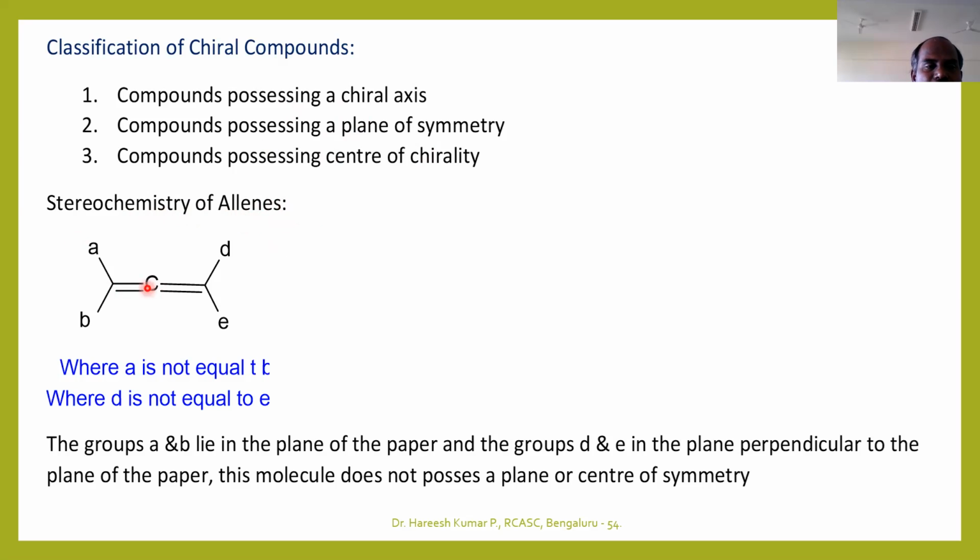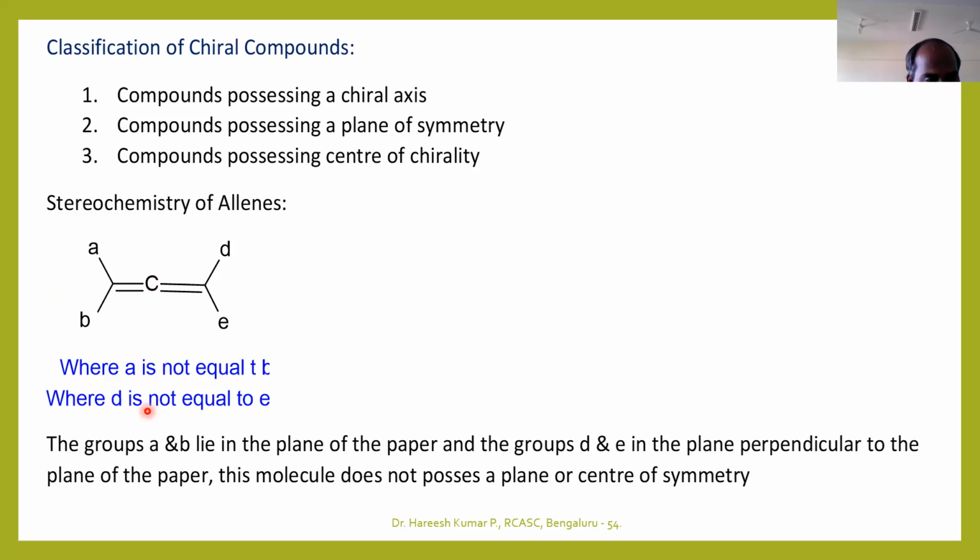Allenes means C double bond C double bond. So that means two adjacent double bonds are called allenes. So here, what is the criteria? A should not be equal to B. Similarly, D should not be equal to E. Such kind of allenes exhibits what you call a chiral axis. Chiral axis means there will be a line passing through like this. Of course, it can also pass through this.